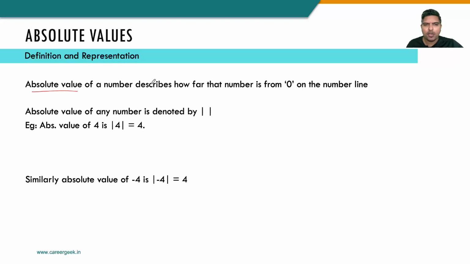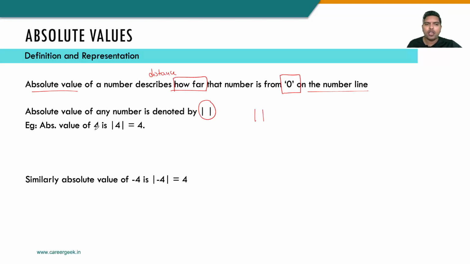Absolute value of a number describes how far that number is from zero on a number line. So absolute value, what does it describe? It describes the distance. It tells us how far that number is from zero on a number line, and is represented by two vertical lines like this.